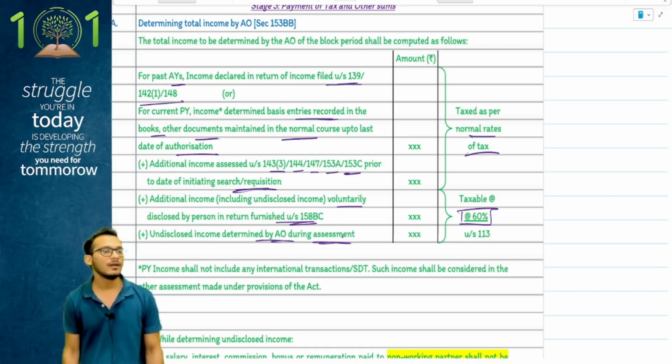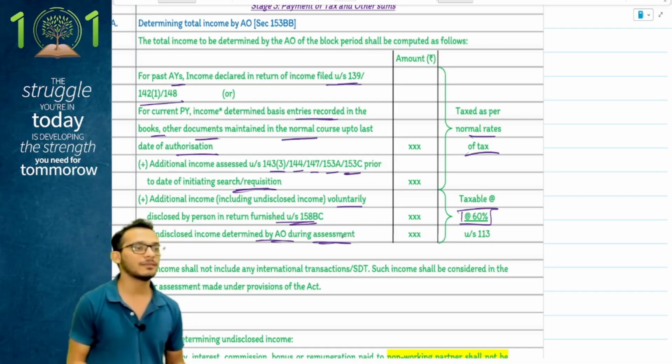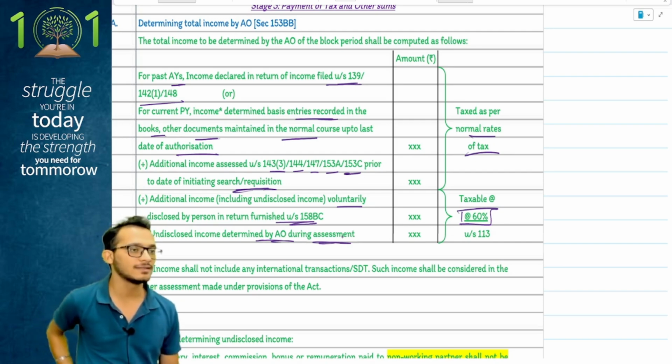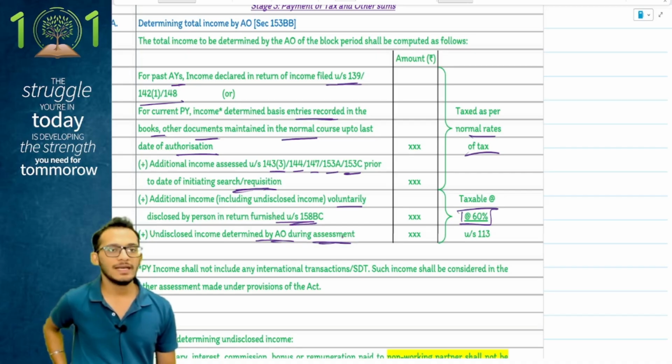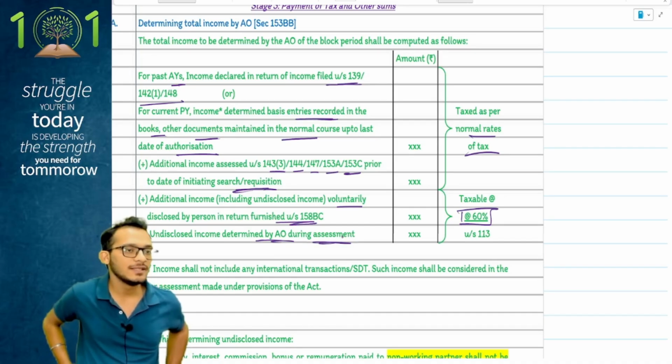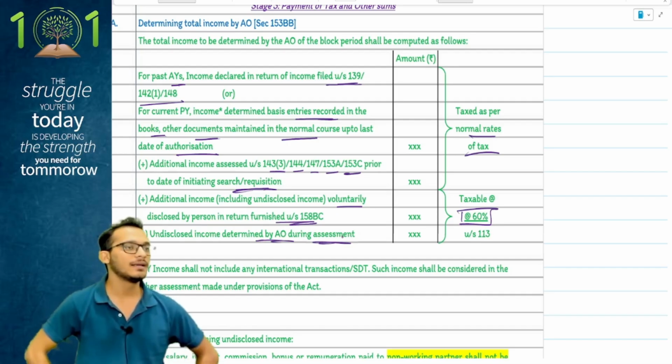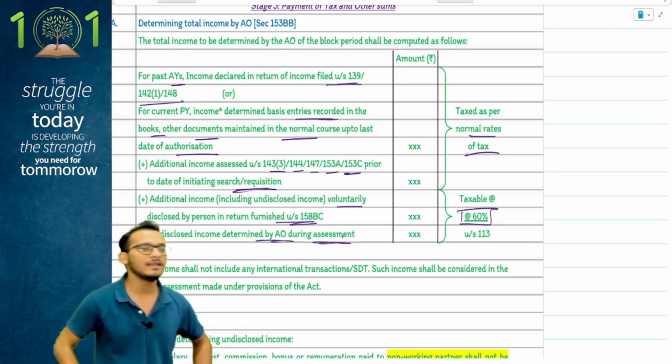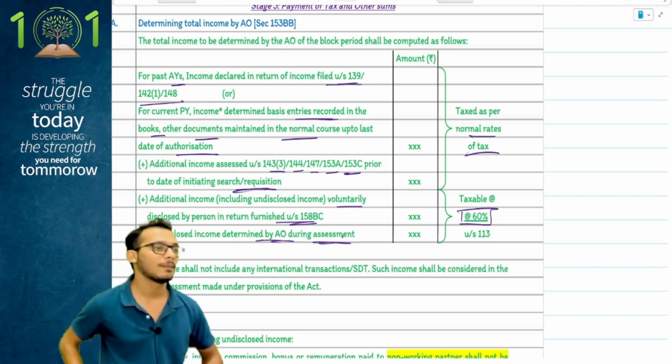Until last year, when you did a search and any tax was determined in a search, it was taxable at the normal rates, normal rates being the same as slabs. From current year, it is now going to be taxed at a higher rate of 60%, even if you voluntarily disclose it, because it was only identified during the search process. The only thing which you will be getting as a benefit is lower.